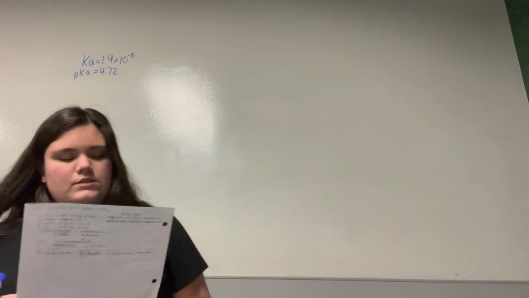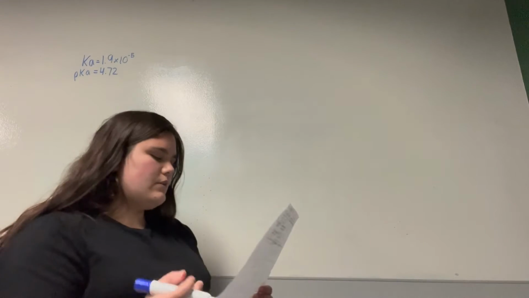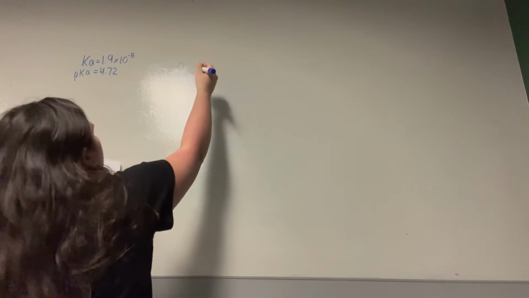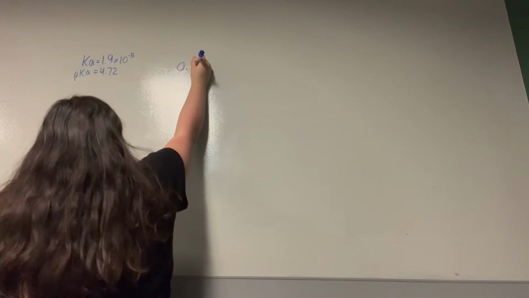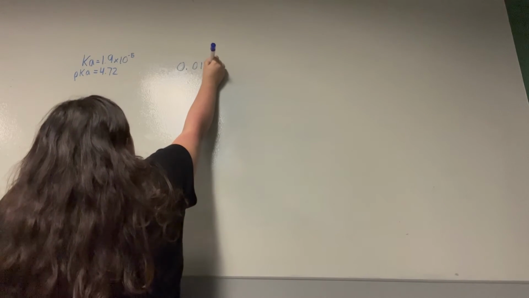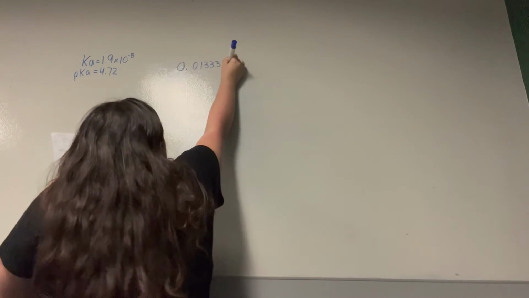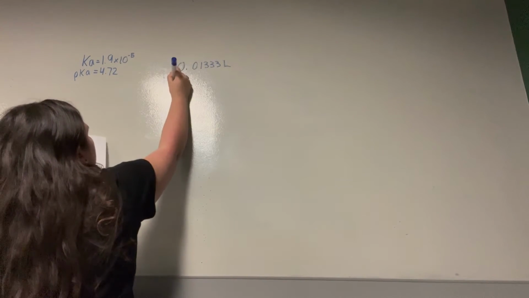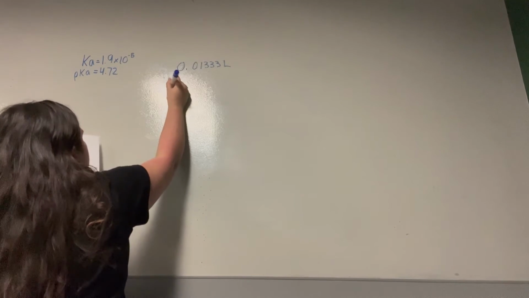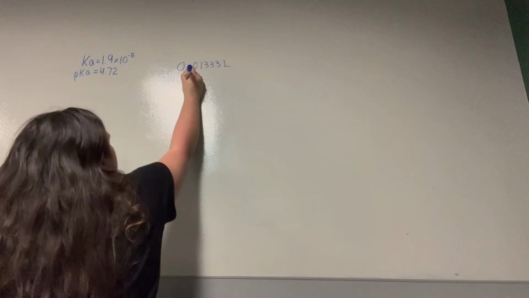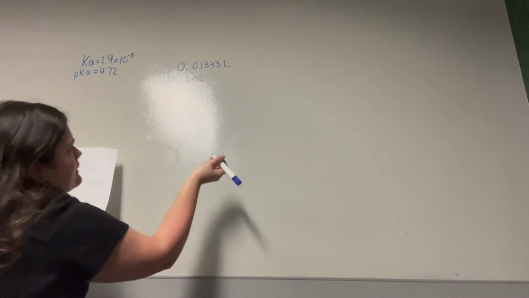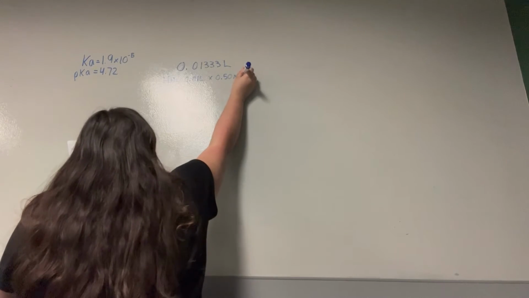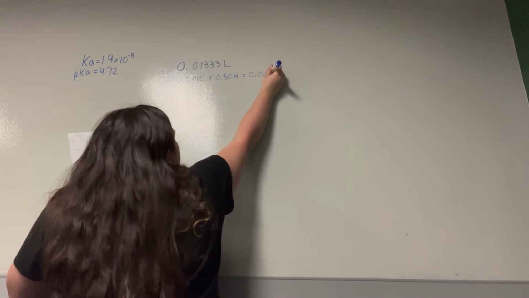Okay, so the next step, we're gonna titrate at equivalence points. We're adding 0.01333 liters of NaOH, which is equal to 13.33 milliliters. And to begin that, we find the initial moles of the HN3 and the NaOH. For HN3, it would be the 0.01 liter or 10 milliliters times the molarity, which is 0.50. You get 0.005 moles.